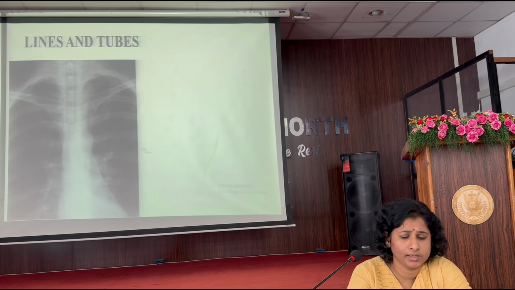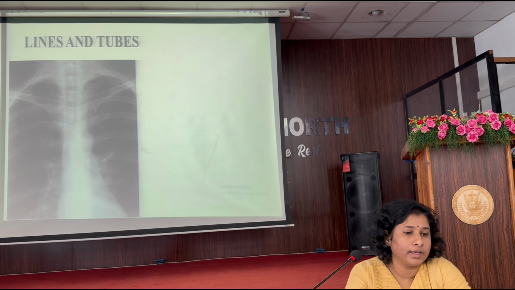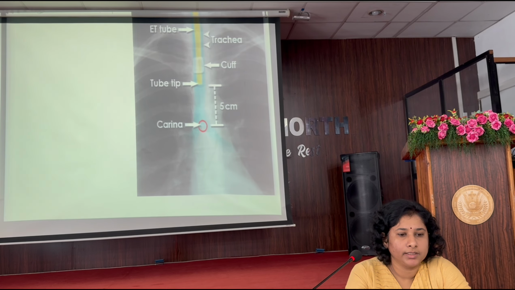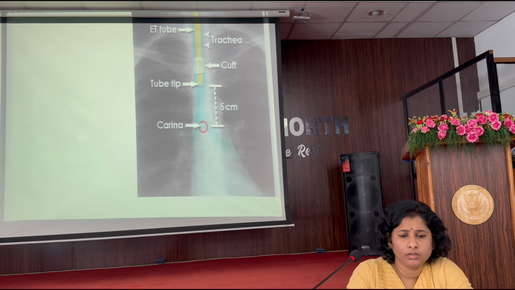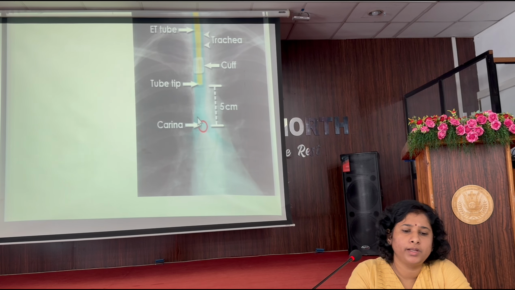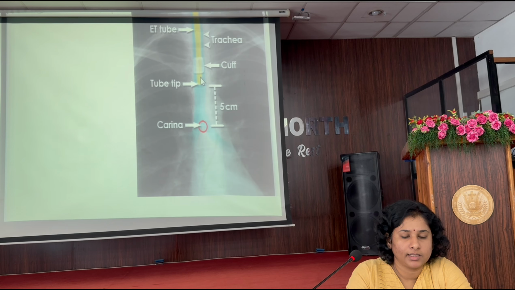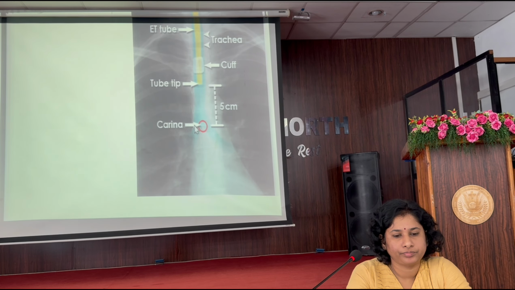So the last chapter is the lines and tubes. How to assess if there is an ICU patient or a patient in CCU, we have to assess the lines, whether they are appropriately positioned. So here is the ET tube, and this is the carina. The ET tube is usually positioned 5 centimeter to 2 centimeter, so 2.5 centimeter above the carinal level. If it is positioned at this level, then that's adequate. If it is advanced into the right main bronchus, then it should be withdrawn.